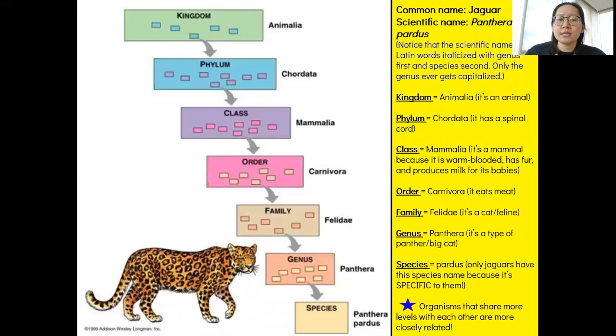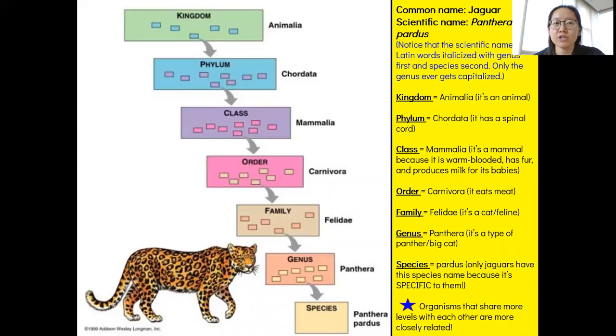So the way that we use these levels or tiers in our taxonomic systems is that we can get more and more specific as we go down, based on characteristics of organisms. Here's an image of a jaguar, and the scientific name is Panthera pardus. Notice that the scientific name is two Latin words, and they're always italicized, or slanted, like that thing you do on Word documents. The genus is always first and capitalized, and the species is second, but it's never capitalized.